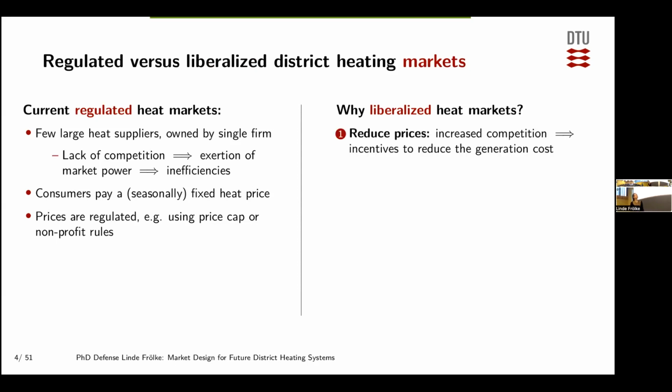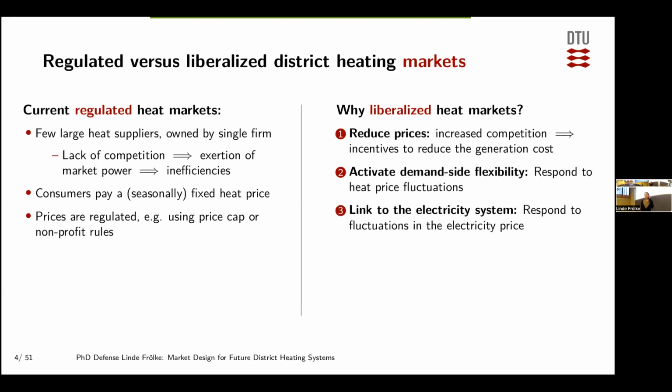Then why want to move to liberalized heat markets? Well, a first reason would be if there is enough competition in these systems, then liberalized markets can provide incentives to reduce the generation cost and thereby reduce the price of heat in these systems. A second reason is if we want to activate this demand-side flexibility that we'll need, the market can be the link between the generators and the consumers to activate this demand-side flexibility. And finally, the market can also provide the link to the electricity system, so that the heating system will be able to provide this flexibility to the electrical power system.